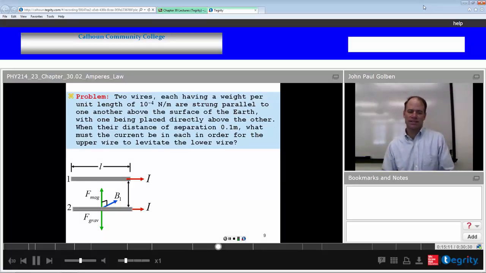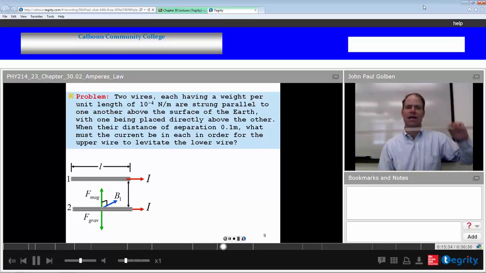Let's try this out in a problem. Two wires, each having a weight per unit length of 10 to the minus 4 newtons per meter, are strung parallel to one another above the surface of the earth. The top one is being fixed. Their distance of separation is 0.1 meters. What must the current be in each of them for the upper wire to levitate the lower wire?